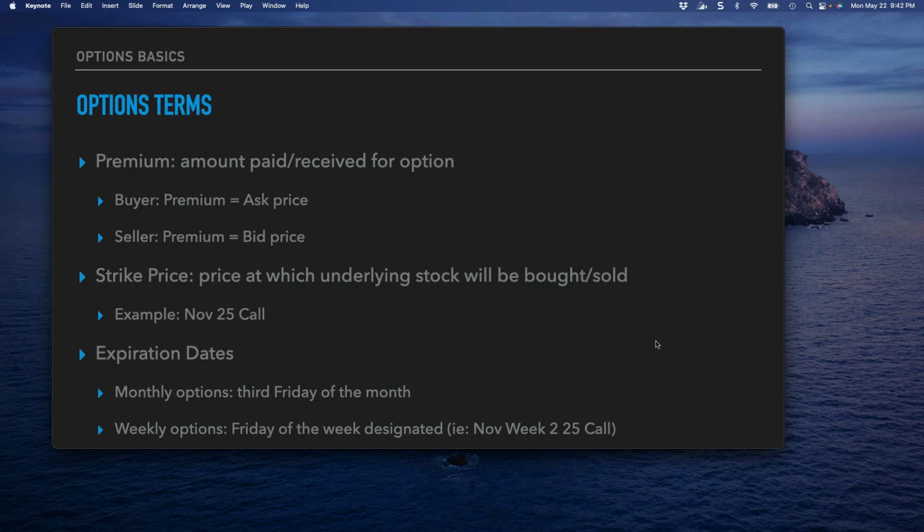This period of time is called the expiration date. There's two different expiration types, monthly and weekly. Monthly options are the most common and are set to expire on a standard basis on the third Friday of the month that they are listed. In the example above, our expiration date, we have NOV for November 25 call. That means that this is a monthly option that expires on the third Friday of November.